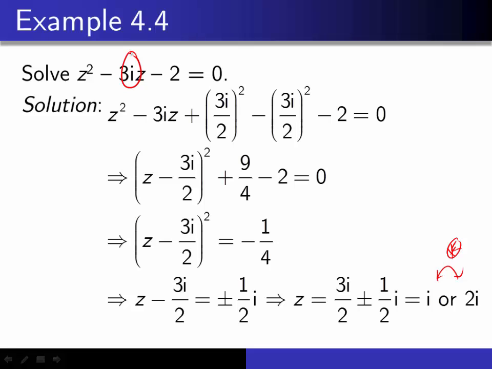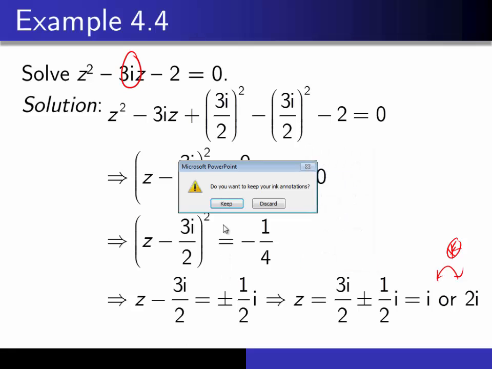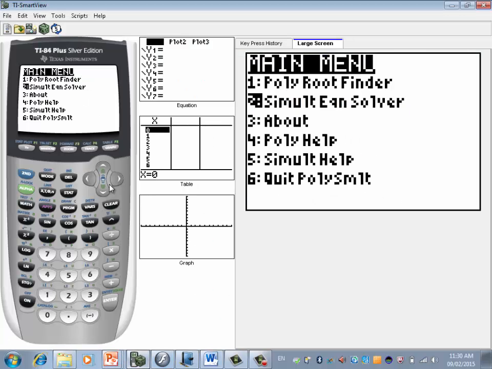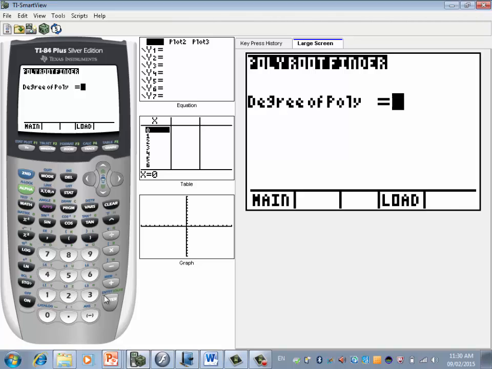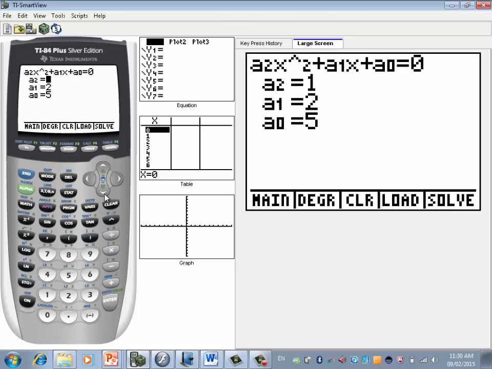I got a piece of bad news for you. Listen, but this piece of bad news is also very important for you. Your Polysmlt app cannot solve for polynomial roots if the coefficients are non-real. That means, just now this screen, there is no way you can key in, say, i or 2i here. So I'm very sorry to say, if there are non-real coefficients, you have to do the things by hand. So I'll end off here.